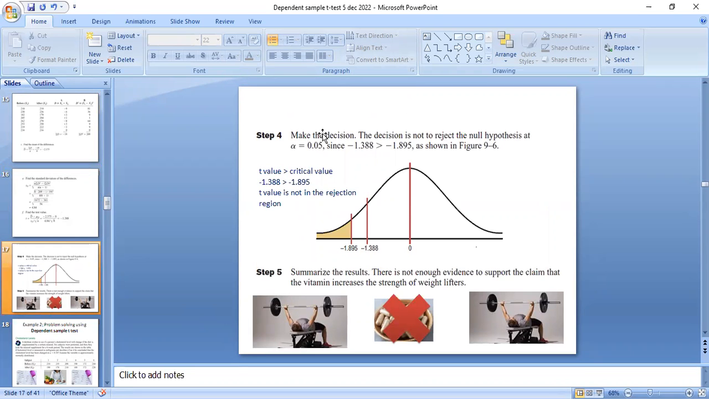In the next step, we will make the decision. The decision is not to reject the null hypothesis at alpha 0.05, since minus 1.388 is greater than minus 1.895. So the t-value is not in the rejection region. We will not reject our null hypothesis. In the final step, we will summarize the result. So there is not enough evidence to support the claim that the vitamin increases the strength of the weightlifter.